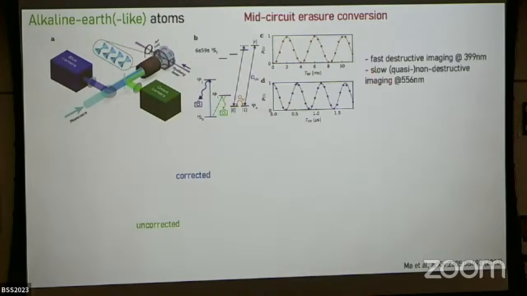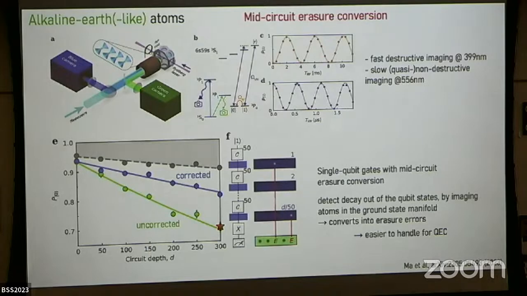The typical imaging is low loss and quasi non-destructive, so it has high fidelities, but is fairly slow. I think it happens in about 20 milliseconds. And the first one instead is fast, but it's completely destructive. So when you image the atoms, you lose everything. And this happens at two different wavelengths. But the way you use this is very interesting.